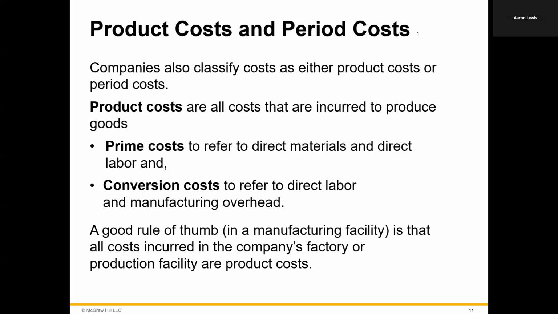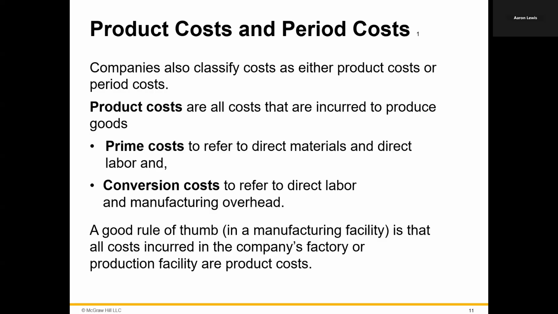And the last one is whether something is a product cost or a period cost. What are product costs? Product costs are the costs incurred directly to make products. They are the cost of your materials, the costs of your labor, and any indirect costs, your manufacturing overhead, if you will, that goes directly into the manufacturing process.